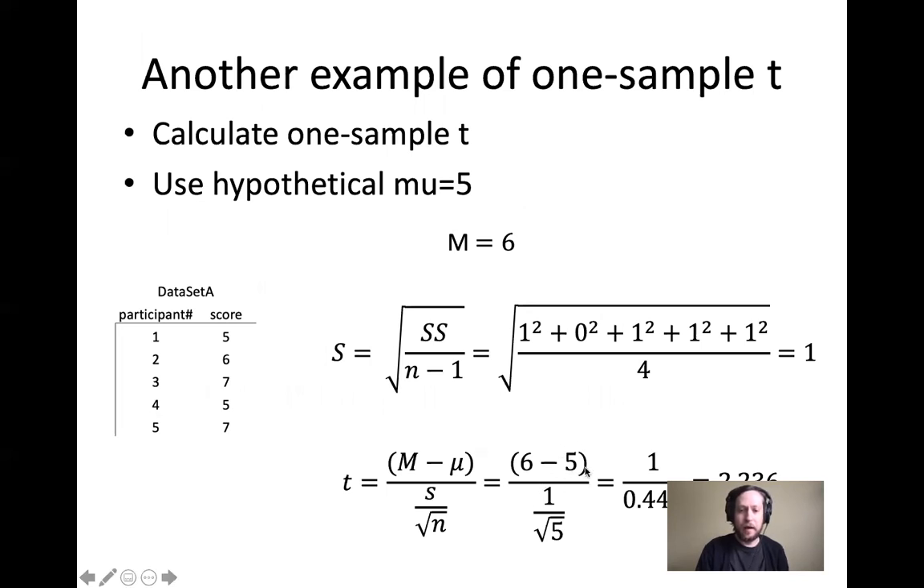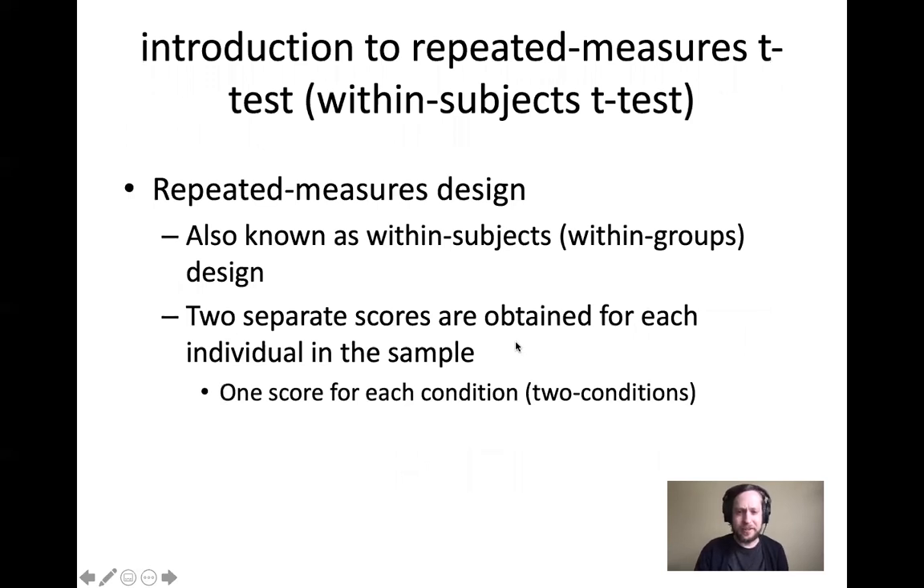a hypothetical population mean. But it turns out that in actual psychology experiments, usually what you do as a researcher is you have 2 different conditions, and you compare the means of those 2 different conditions. That's actually what is done with the repeated measures t-test. So let's look at what's going on here with the repeated measures t-test.